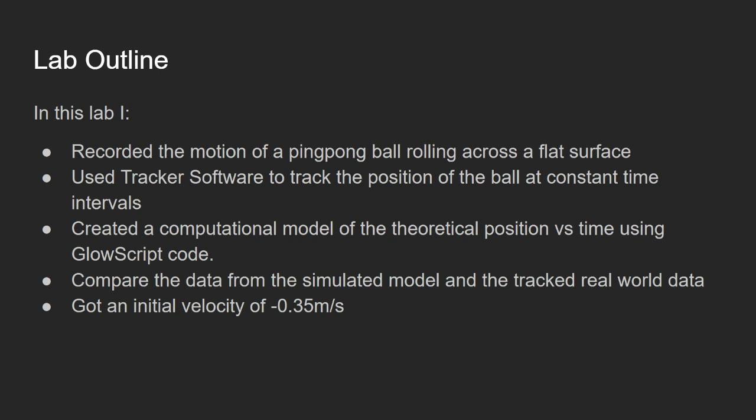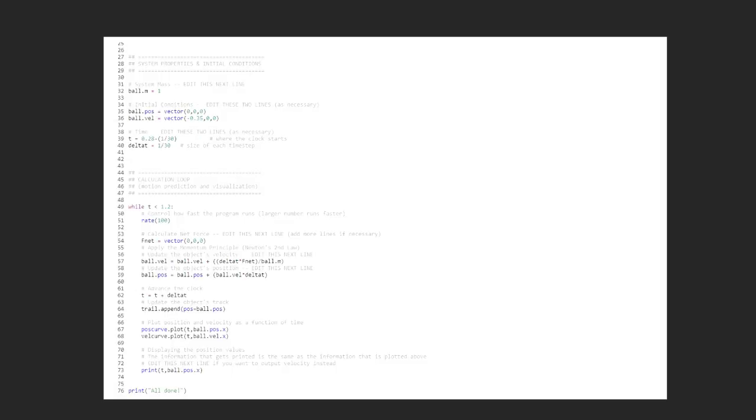The next step is to compare the data from the simulated model and the tracked real-world data and see if we can get the constant velocity. First, in the data from the tracker software, we got an initial velocity of negative 0.35 meters per second. This is the code for the theoretical simulated values. You see it started at an initial velocity of negative 0.35, and it was constant, with the time step of 1 over 30 for the frame rate.